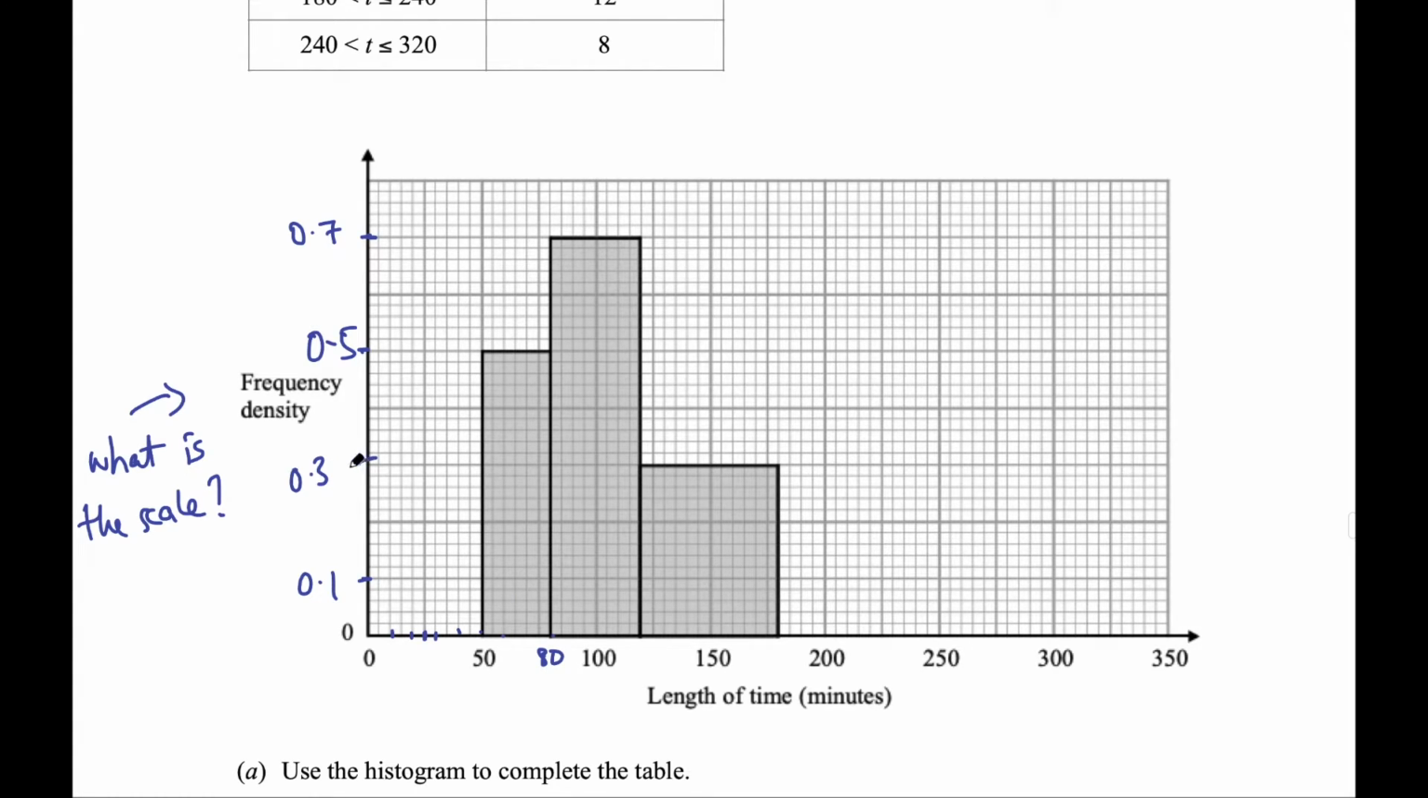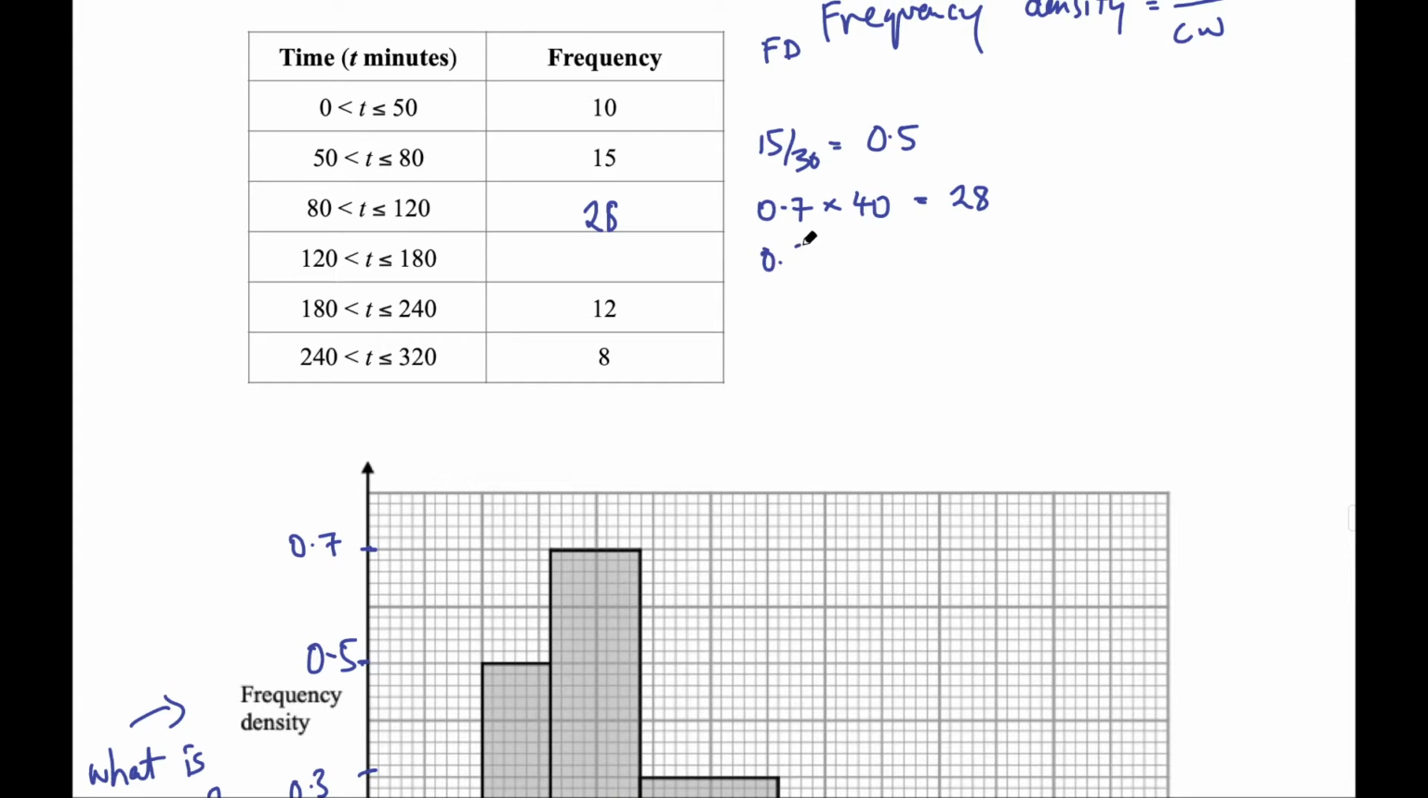That is a frequency density of 0.3. So 0.3 times the class width, 120 to 180 is 60. 0.3 of 60, well, 3 times 6 is 18, so 30% of 60 is 18. And we are done with completing the table.